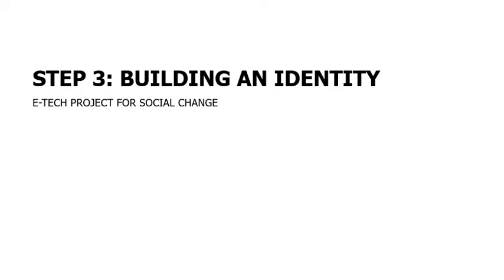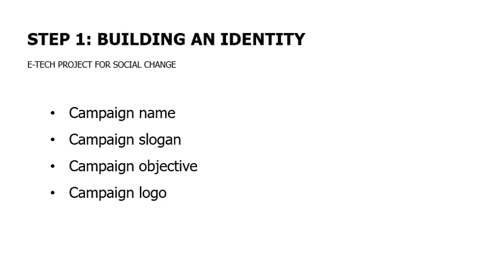Okay, so we are already in step 3 of our e-tech project for social change. In step 3, we are about to build an identity, since we already identified what your campaign topic and campaign focus would be. Let us now try building your identity, starting from the campaign name and then later on the slogan, the objective, as well as the visual of your campaign, which is your campaign logo.